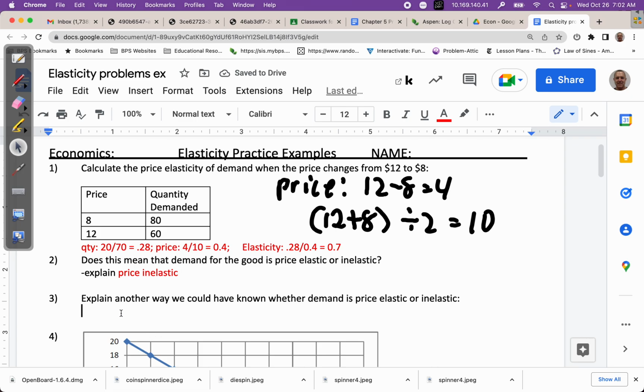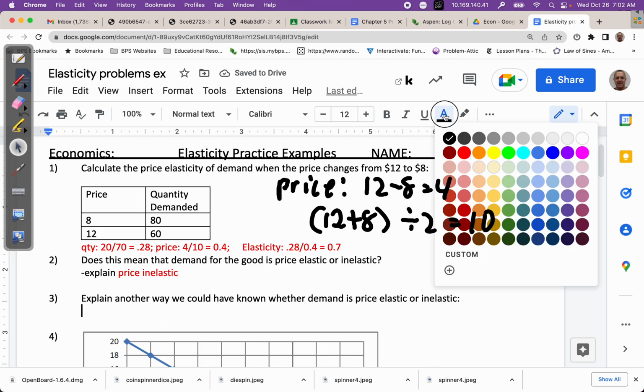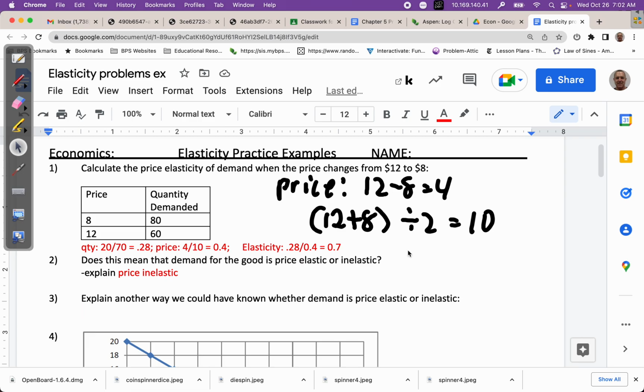All right. Now, here's how we could have answered that question too without doing any of the calculations from number 1. We could have used what's called the total revenue test. Price equals 8. Revenue, total revenue, equals 8 times 80 equals $640.